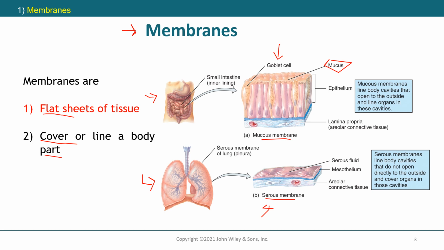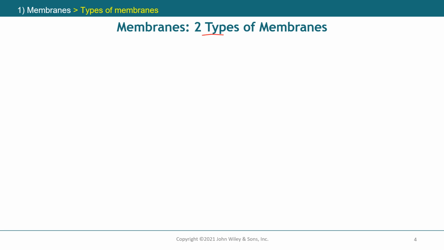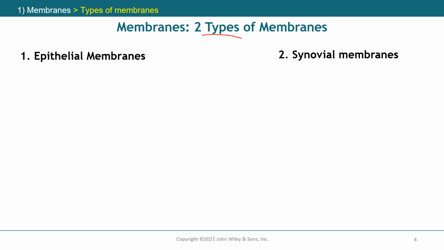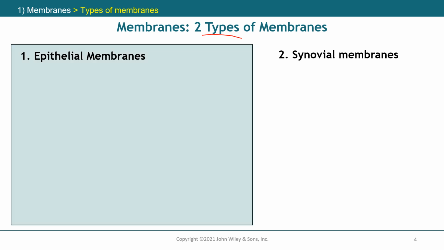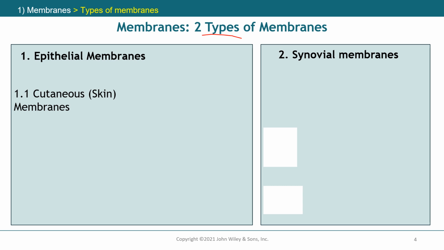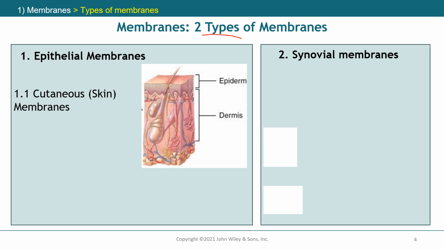Okay, but as I said before, the membranes are not only formed by epithelial tissue, they can also be formed by connective tissue. So let's get into that. There are two types of membranes. The first type are epithelial membranes, and the second type are the synovial membranes that are formed by connective tissue. In the epithelial membranes, one good example is the cutaneous membrane, which is the skin, that we have talked about for a little bit, that is formed by the dermis and the epidermis. And in the next class, we will talk in more detail about what is the epidermis, what is the dermis, and all the different functions and structures that they have.